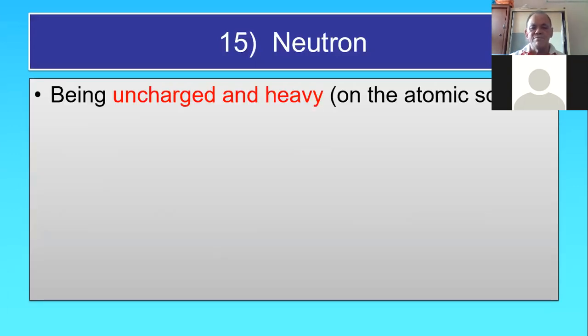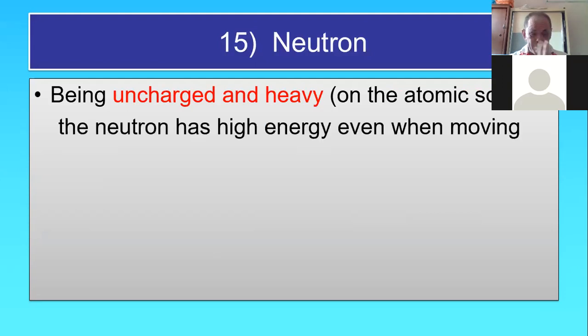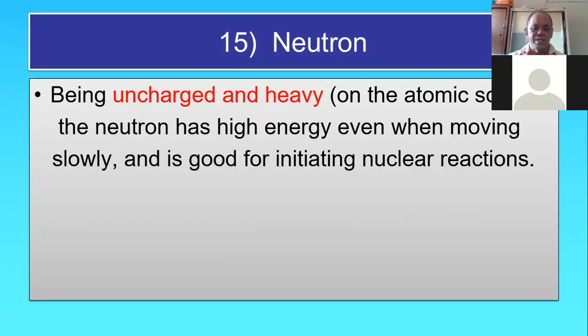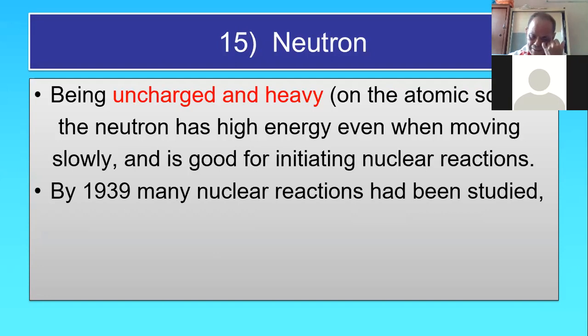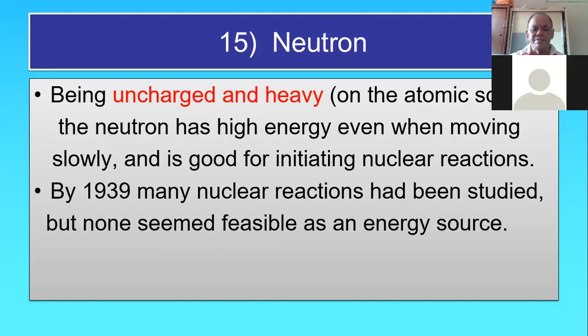Being uncharged and heavy, not an electron, as the electron is too light. Heavy on the atomic scale, the neutron has high energy even when moving slowly. And it's good to initiate nuclear reactions. So by 1939, many nuclear reactions had been studied, but none seemed feasible as an energy source. Remember, people want to produce energy. When we produce energy, then it can benefit us. We can use it to generate electricity.